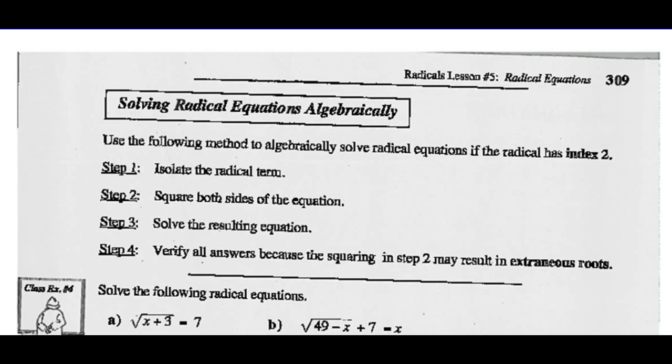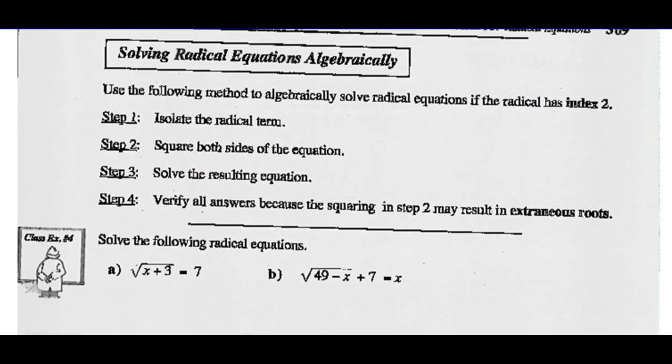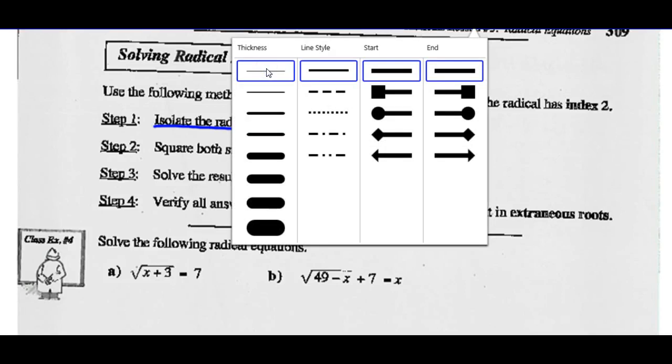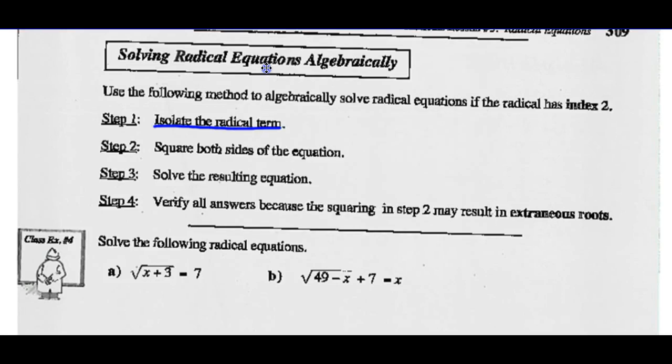Solving radical equations algebraically. Use the following method to algebraically solve a radical equation if the radical has an index number of 2. Step 1, isolate the radical. Get the square root sign all by itself on one side of the equal sign. That's what that means. Then square both sides of the equation.